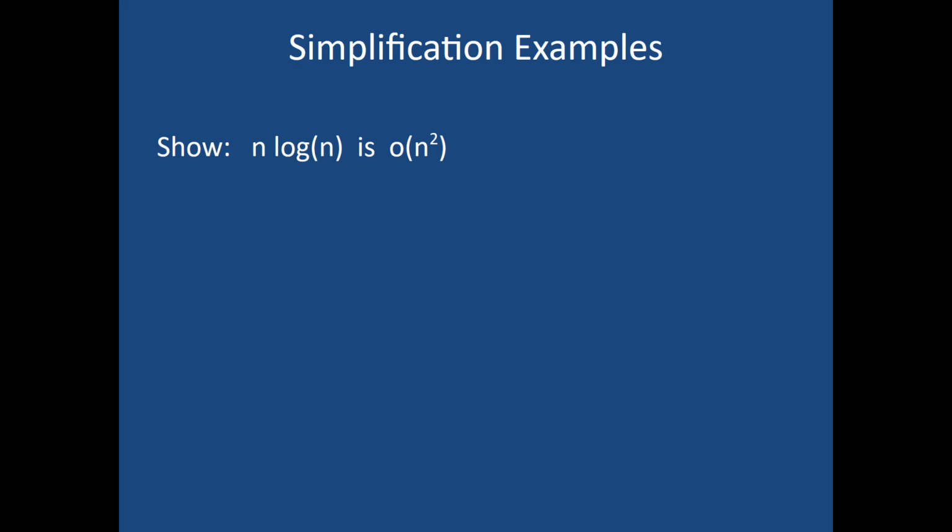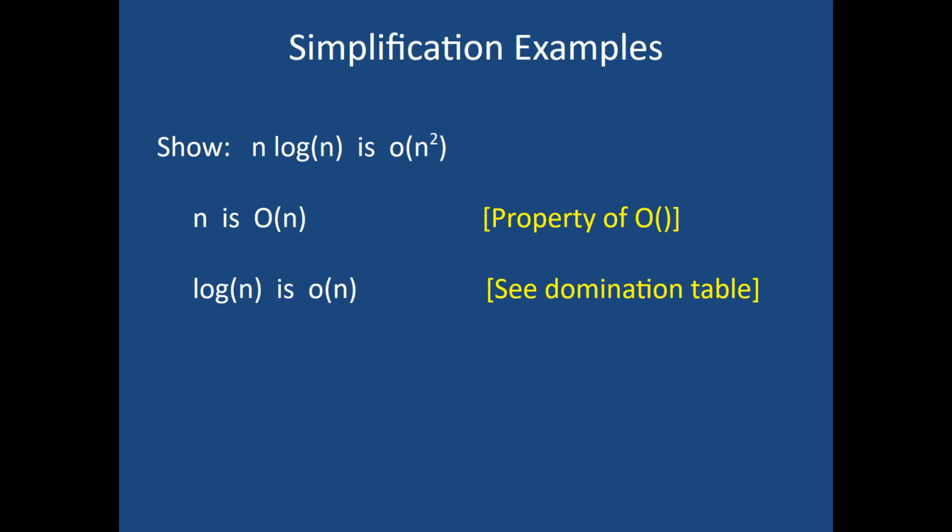So this is how you do it. You want to split both sides into two pieces. What I've done is I split the n log n. I've got the n here, I've got the log n here. So this is n log n if you look at it. And I split the n squared into n and n.